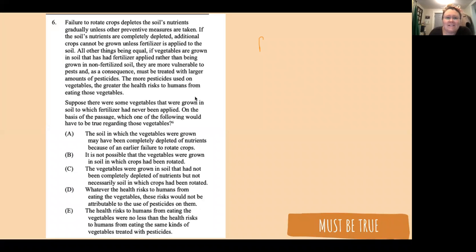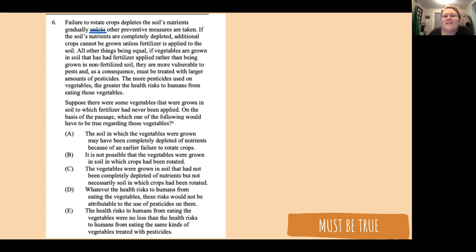All right, so here we're saying if failure to rotate crops depletes the soil nutrients gradually, unless other preventative measures are taken. So whenever we have that unless, that means that we can switch it, right? So this is saying that if we don't have soil nutrients, what does that mean? Actually, I should do that first. If we have soil's nutrients, what does that mean, Jenny? Actually, I started this completely wrong.